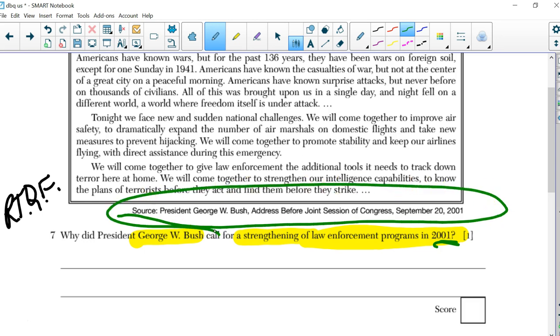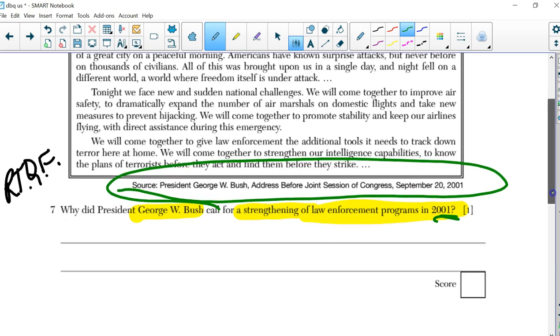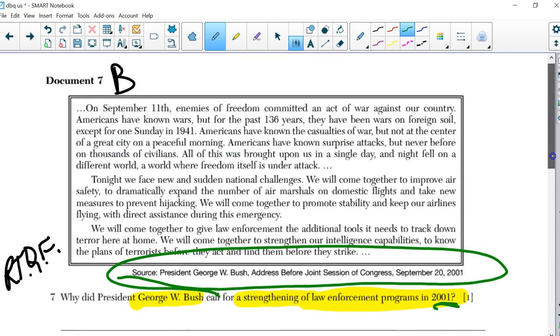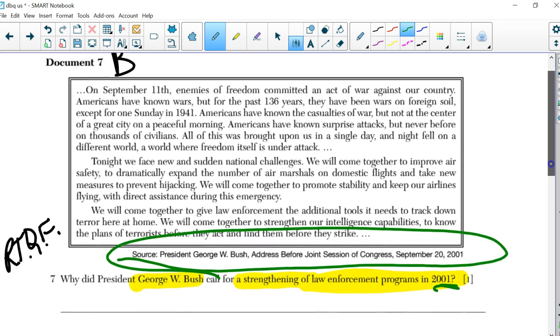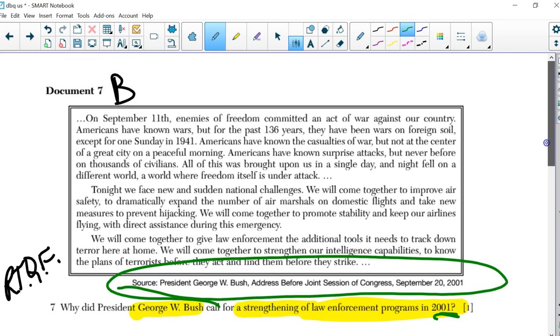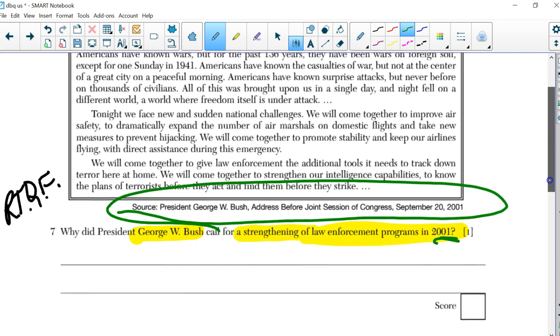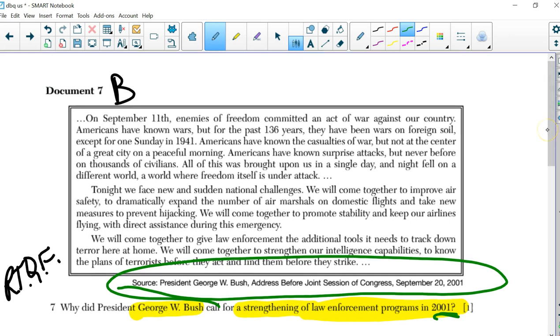We're going to circle our source every single time. The source is President George W. Bush address before the joint session of Congress, September 20th, 2001. Okay, so it is a primary source. It came right from George W. Bush. Okay, or it's a transcript of what he said. Okay, direct transcript.